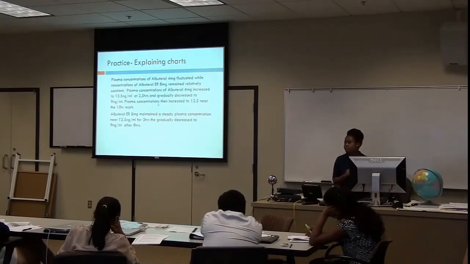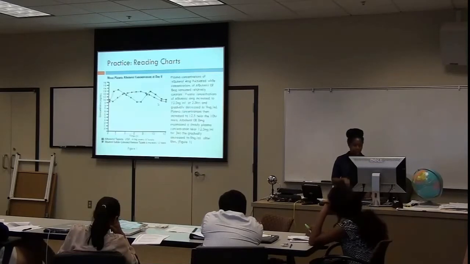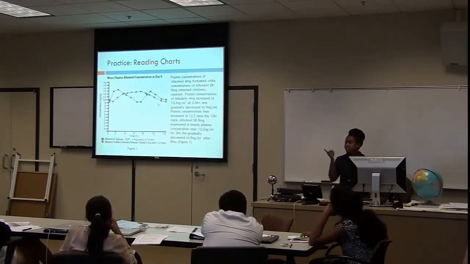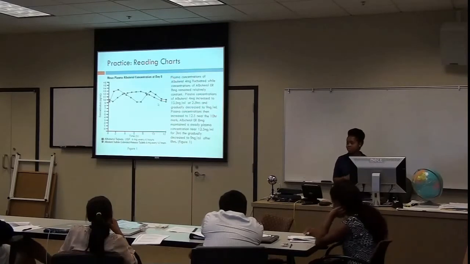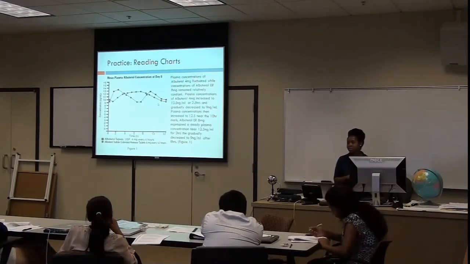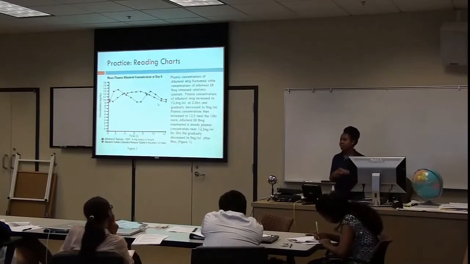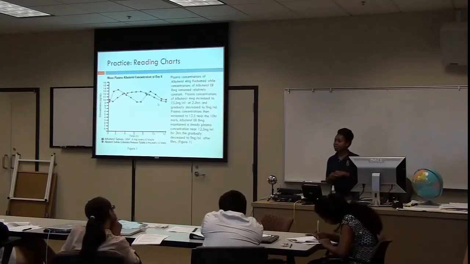Can anyone tell me what this is about? At all? Anyone interpret this? No, not really. What if I put it with this graph? Sergio's hand is up. Go ahead. What they're talking about is the concentrations of 2 different plasmas, albuterol 4 milligrams, and albuterol ER.